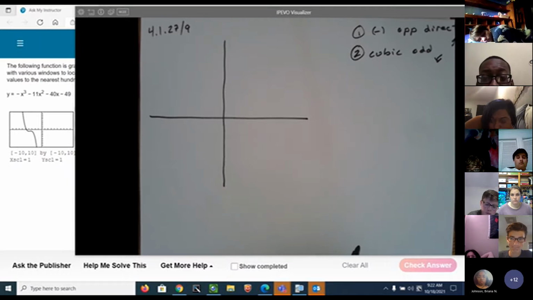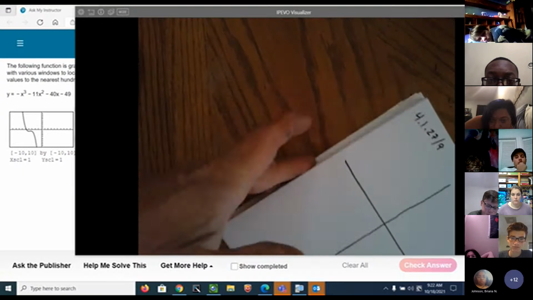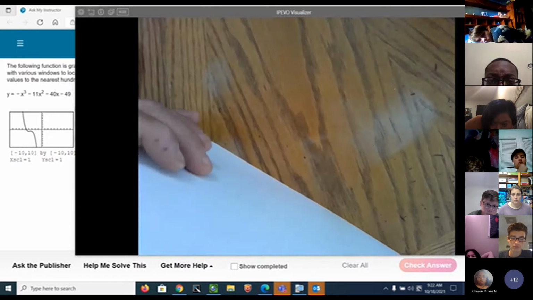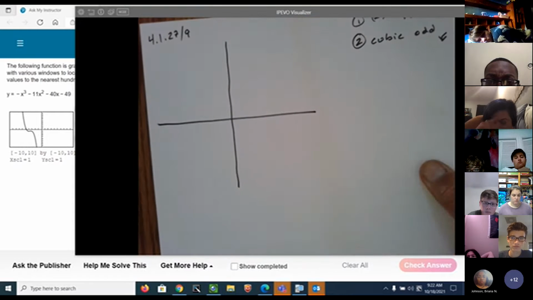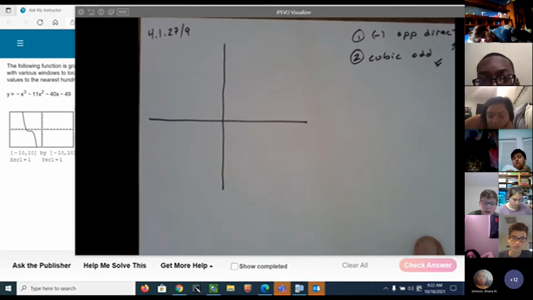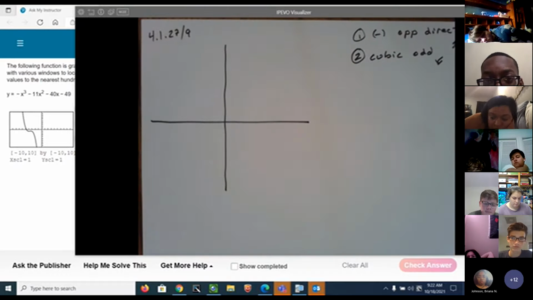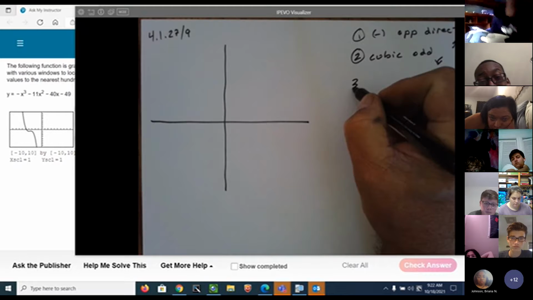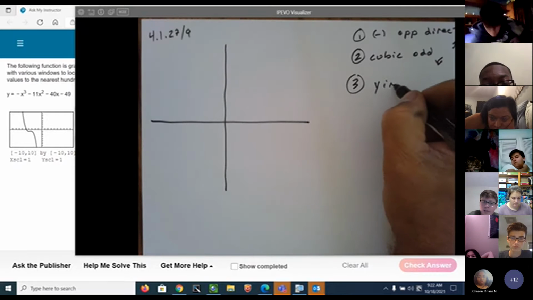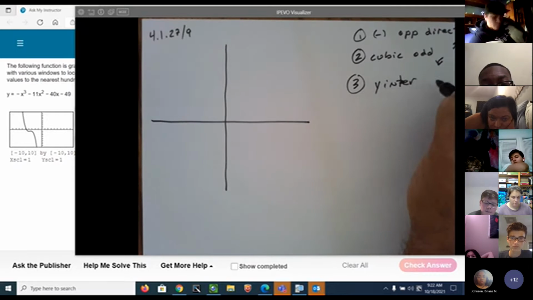Come on. On all functions, you can find the blank. And y'all should know this from the quadratics we've been doing. Y-intercept? Thank you. The y-intercept is what? -49. Good job. 0, -49.